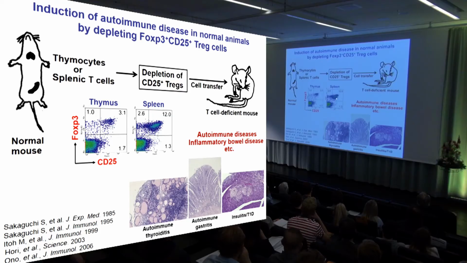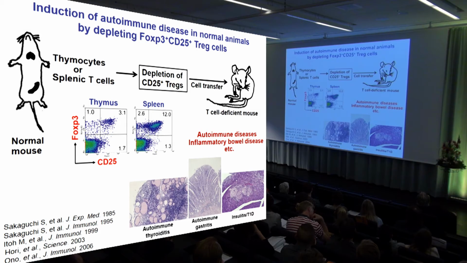And if you stain for FOXP3 and CD25, here in the thymus and spleen, the majority of FOXP3 positive cells are CD25 positive, in the spleen and also the thymus. So in the previous years, we removed the CD25 positive cells. That means we removed the majority of FOXP3 positive cells, so we could induce autoimmunity. So now FOXP3 is the best molecular marker in the nucleus, and CD25 is the best marker on the cell surface to define regulatory T cells in rodents and also in humans.